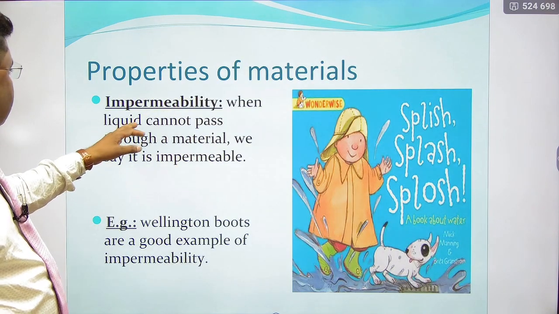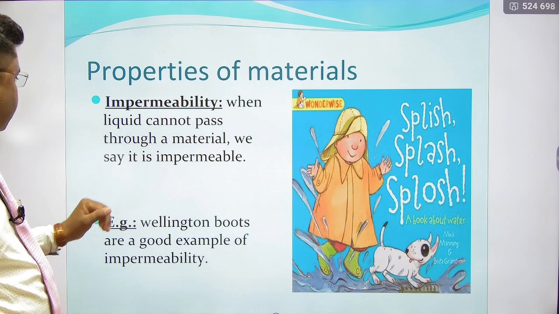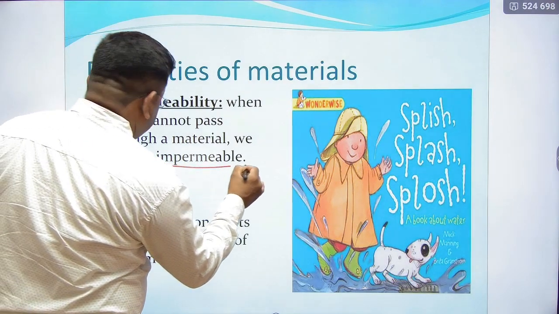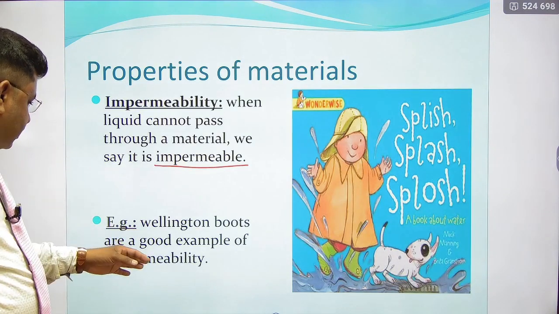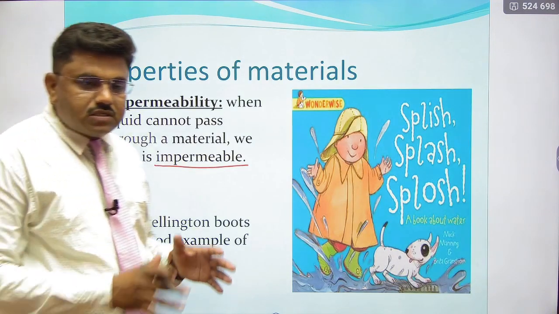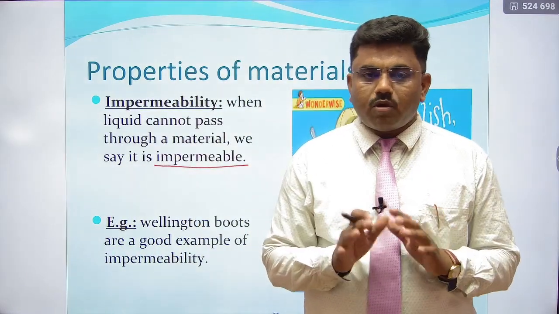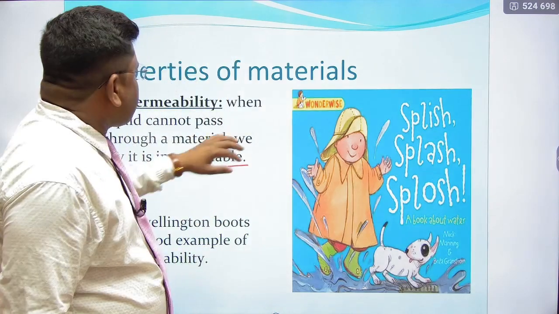Properties of matter: impermeability. When liquid cannot pass through a material we say it is impermeable. For example, Wellington boots are a good example of impermeability, meaning the liquid does not pass through that object or matter, and this is also one property of material.